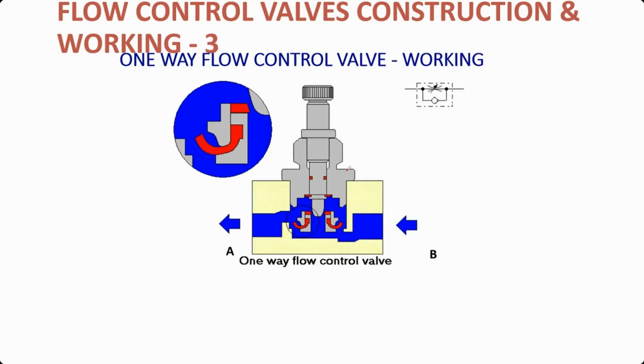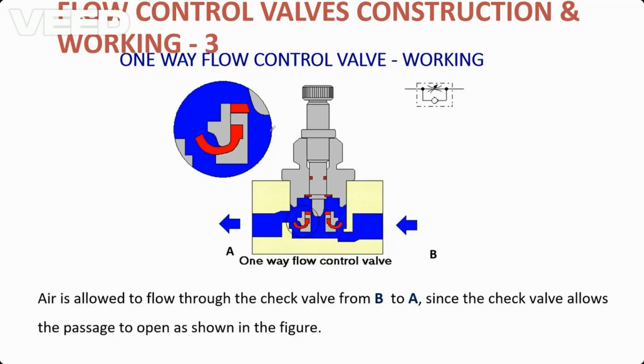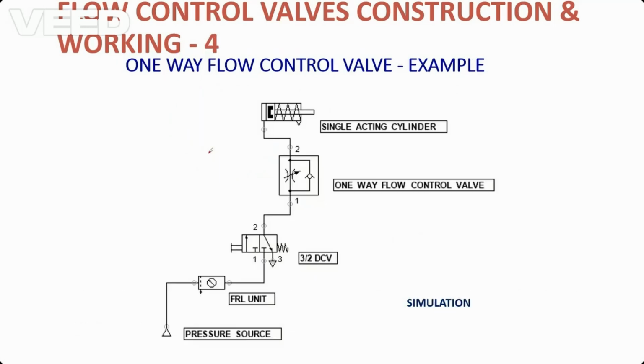But in the reverse direction, you can see air flows in this way, and here you can see the flap gets opened up and makes the whole air flow outside. So what we will be doing is placing this one-way flow controller between the DCV and the single acting cylinder in order to make the cylinder move slower.